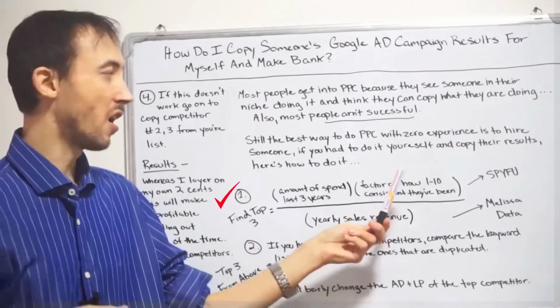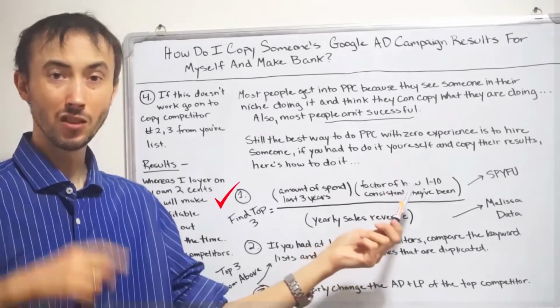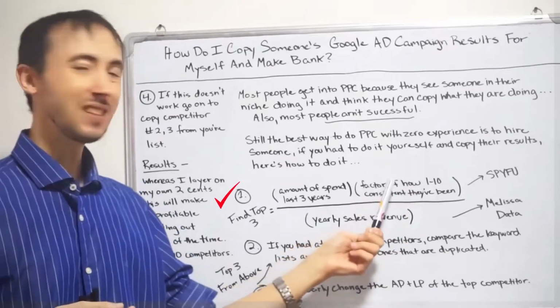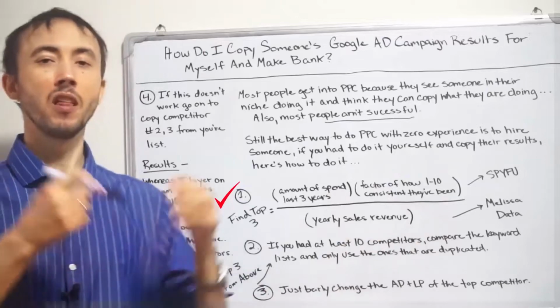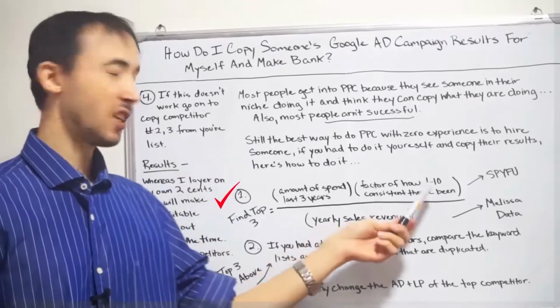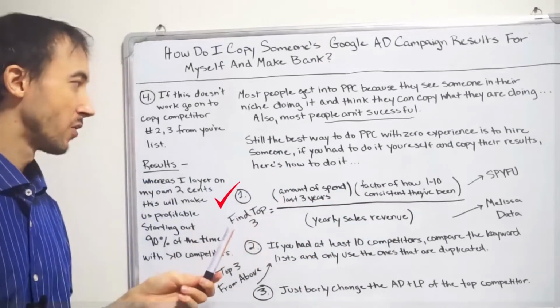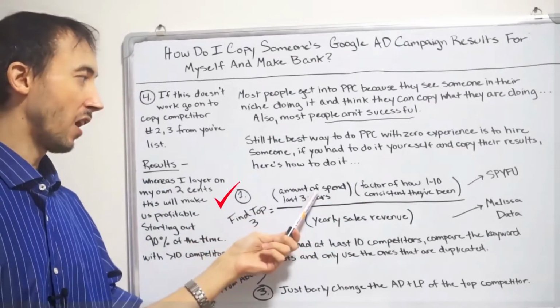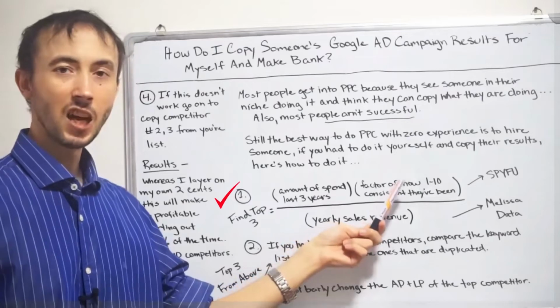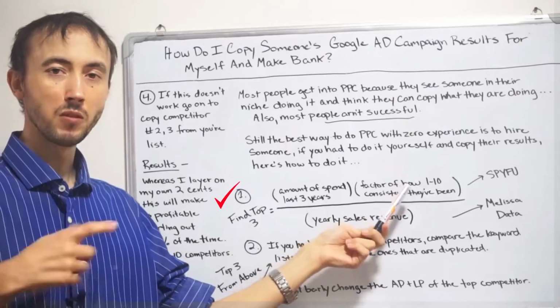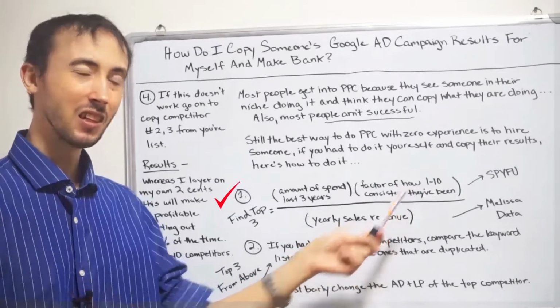You're going to figure out how much they spent in the last 3 years, and then you're going to rank on a score between 1 and 10 yourself how consistent they've been with that spend over the last 3 years. You're going to give a rating, 10 being the most consistent. The least consistent gets a 1. So you're going to take this spend times the score that you gave that person in terms of how consistent they've been running their ads.